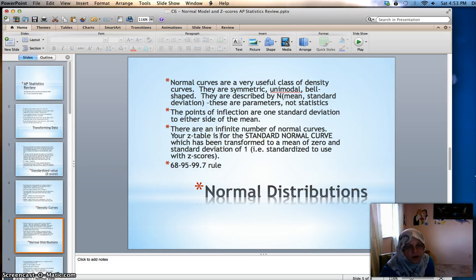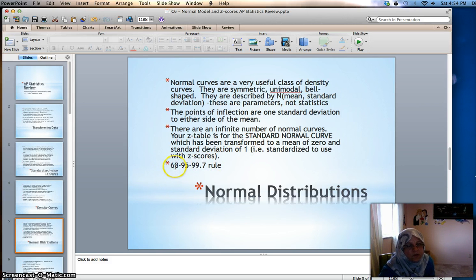The z-table in the back of your book is specifically for the standard normal curve, which has been transformed to have a mean of 0 and a standard deviation of 1. So if you ever want to do any normal model calculations using the table in the back of the book, you have to take whatever statistic you have and change it into a z-score. Then you can look it up in the back of the book.